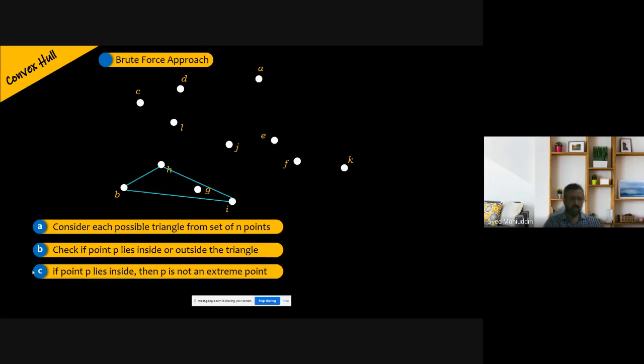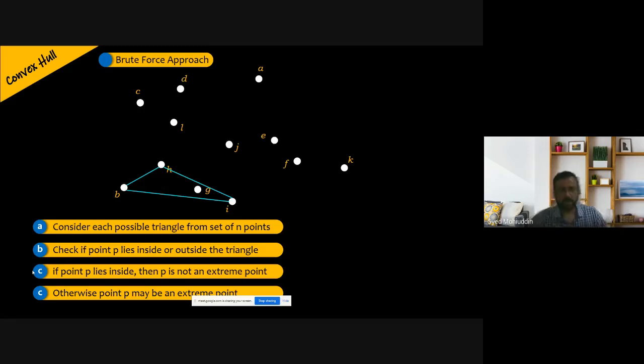Now, if the point lies inside, then it's not an extreme point. It's not an outer point. Otherwise, it's an extreme point. This way we will be able to find them. But there is a problem. Though you will get a solution with this, there is a lot of computational complexity involved. For example, in this case, we have eliminated.